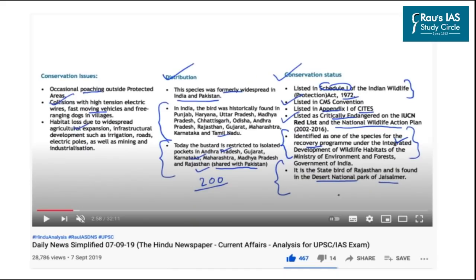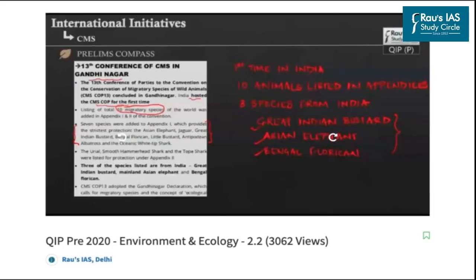With respect to the coverage of this topic in our Daily News Simplified, as you can see on 7th of September 2019, we covered the Great Indian Bustard and many more times thereon. And we also discussed the habitat where we clearly laid down the Desert National Park. As far as coverage in our Prelims Compass and Prelims QIP program is concerned, as you can see in both of them, it was clearly highlighted that Great Indian Bustard is going to be an important topic for Prelims examination, which you have to prepare.